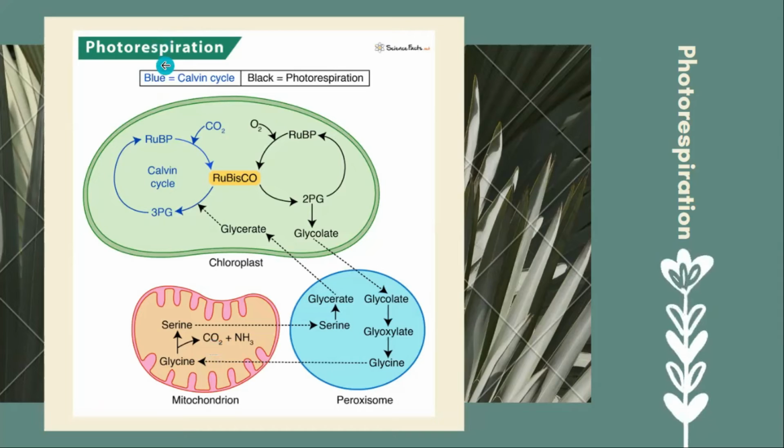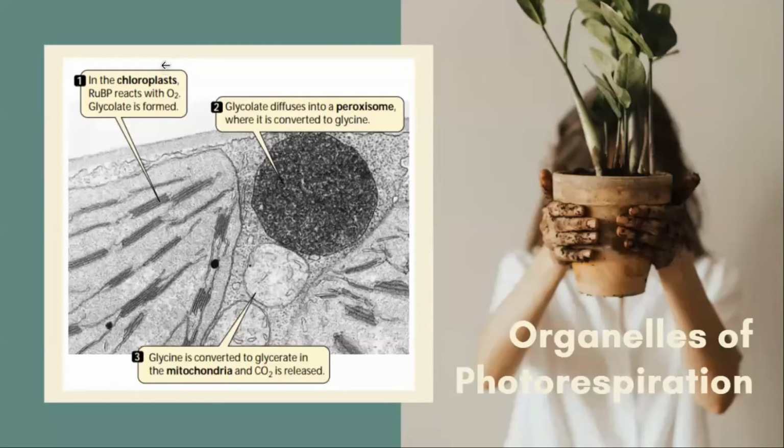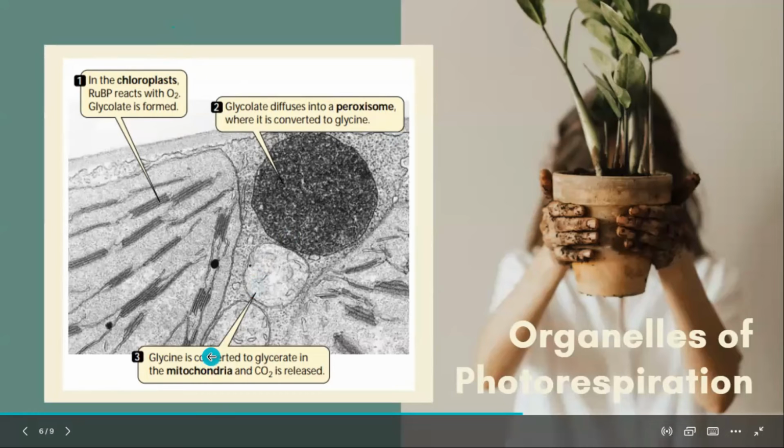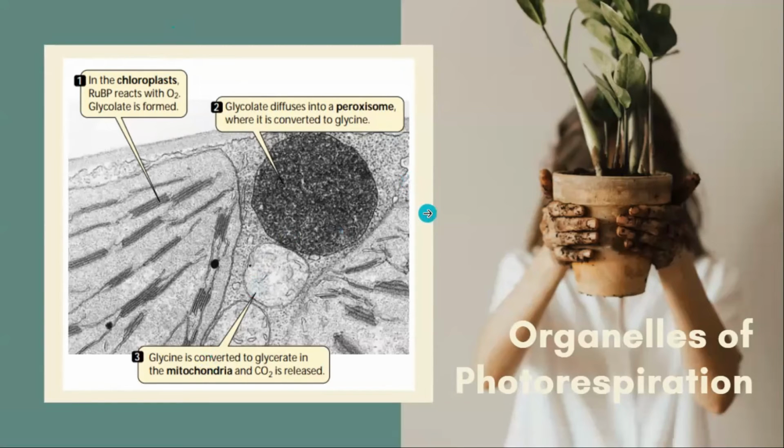And so going back to the organelles responsible for photorespiration, we have chloroplasts, peroxisomes, and mitochondria, which were already discussed in the previous slide. This one is just the summary.